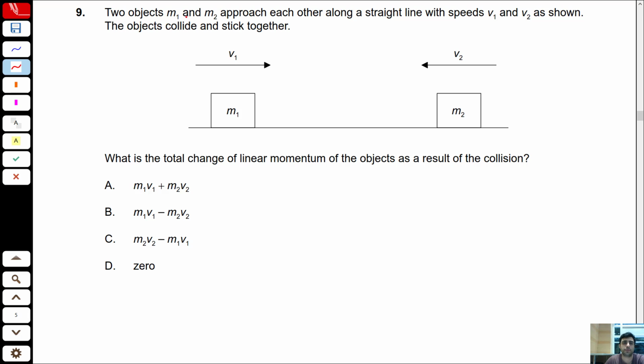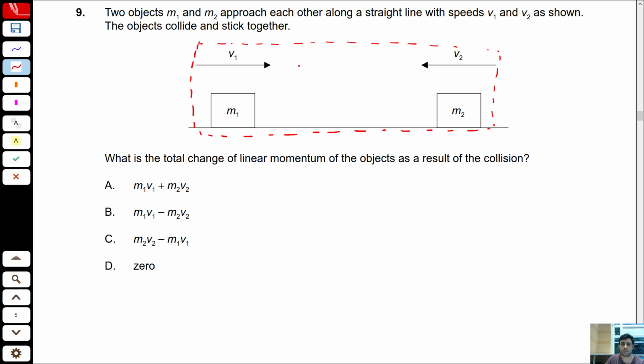Question number 9. Two objects M1 and M2 approach each other along a straight line with speeds v1 and v2 as shown. The objects collide and stick together. Okay, so there's no mention of any external resistive force acting on the system. So even if you just draw a surrounding box, you will find that there is no friction, there's no external force acting on the system.